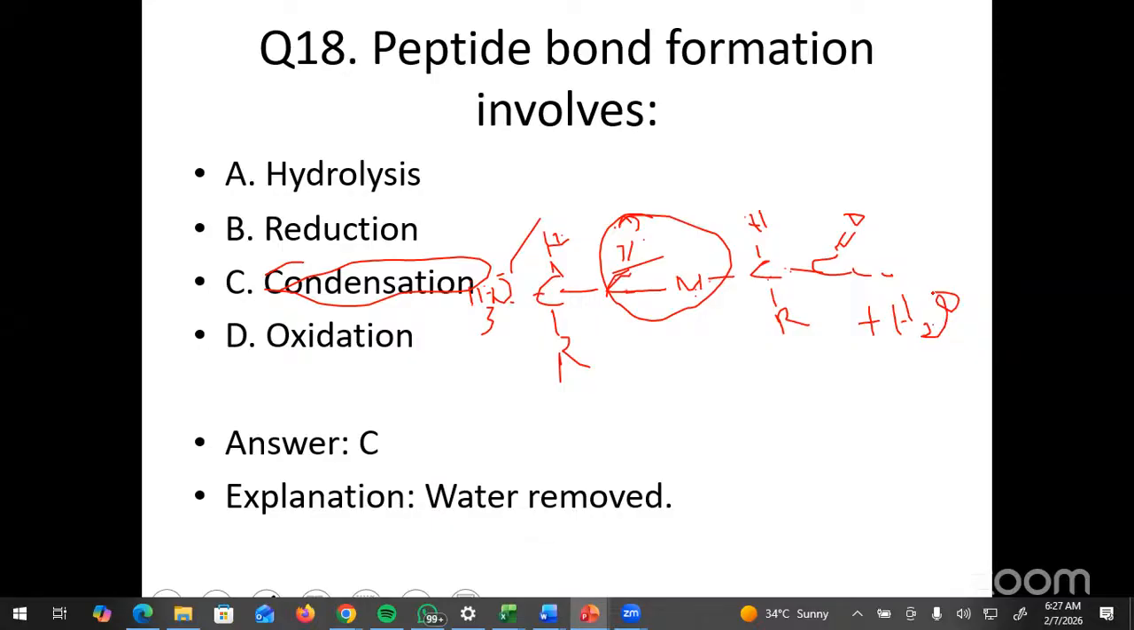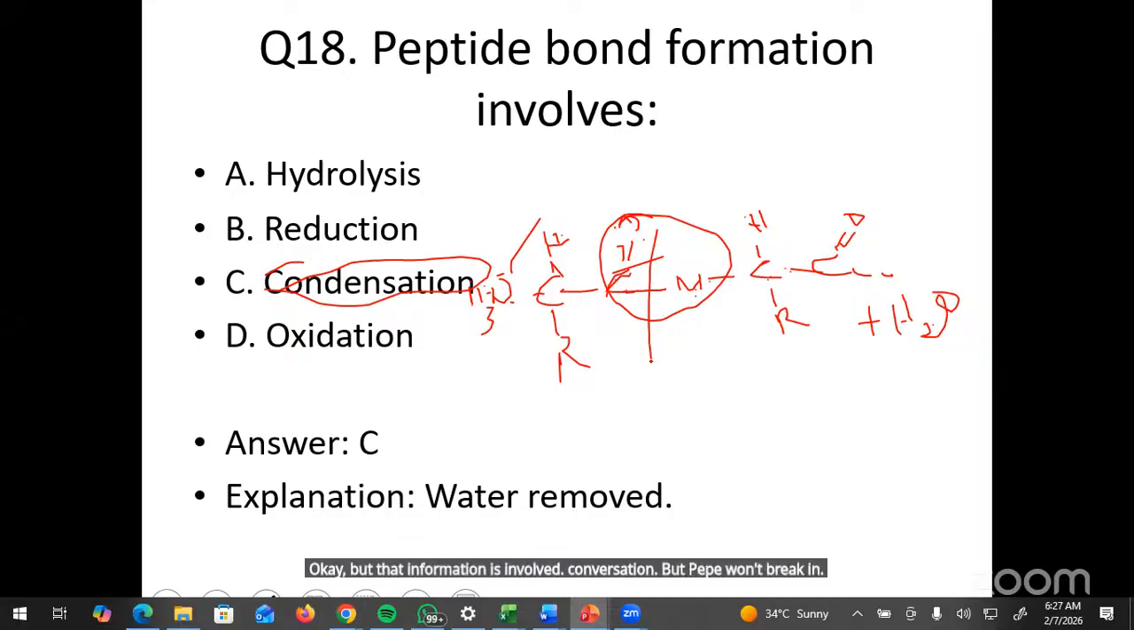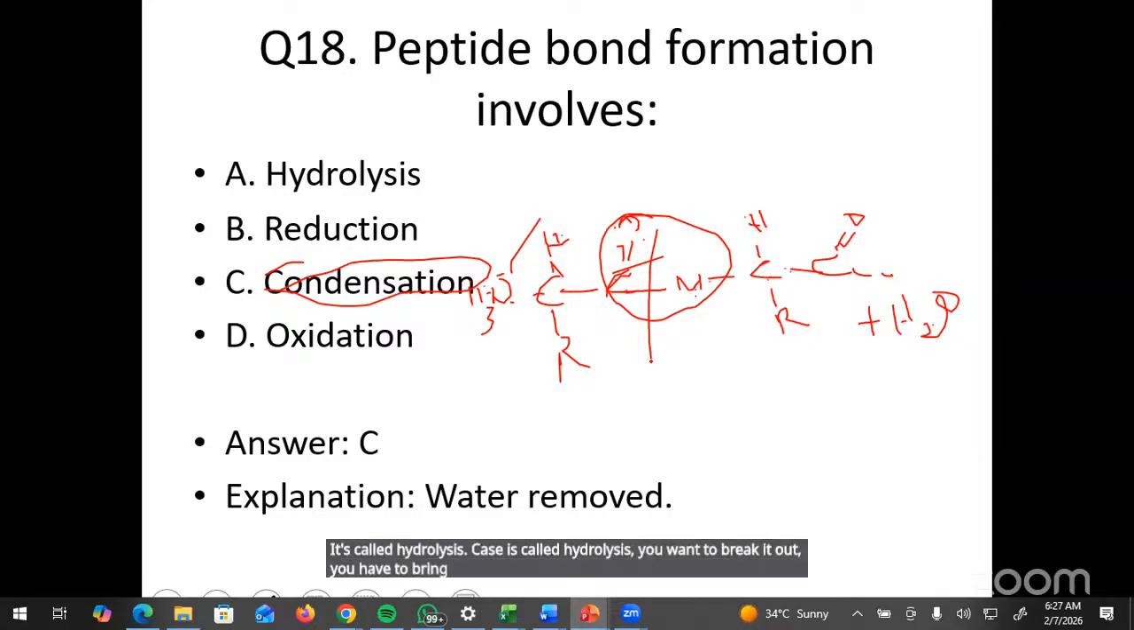Peptide bond formation involves condensation, but peptide bond breaking is called hydrolysis. If you want to break it, you have to bring in water to break it.